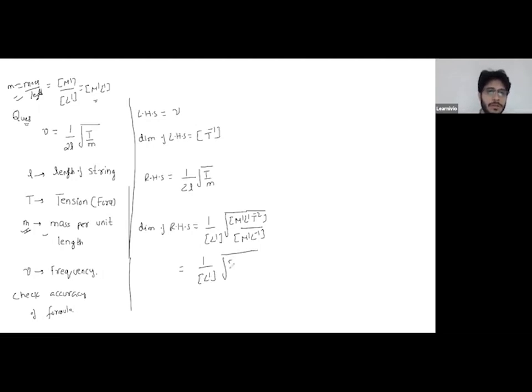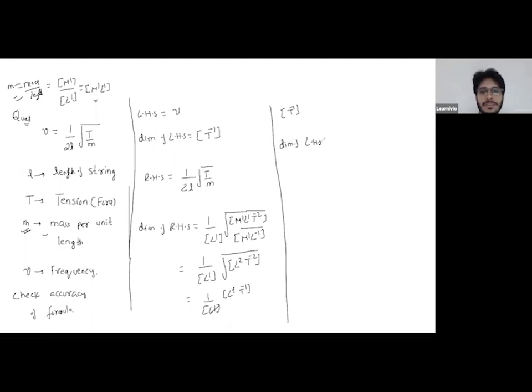M1 will cancel this M1. L minus 1 will be the numerator. It would be L square. Then you have L square T minus 2. If you take root, this is 1 by L1. Root means the power gets half. So this L square will become L1, and T to the power minus 2 will become T minus 1. So L1 will cancel this L1 now, and you are left with only T minus 1. So this formula is correct.